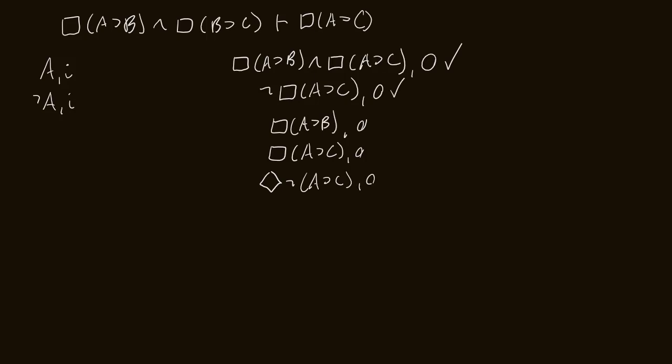Okay, we're done with that one. So now what we can do is do our rule of inference for diamond. We can introduce a new world to which 0 will relate, and then make not if A then C true in that world. So 0 is the only number that has appeared so far on this branch, so I'm going to just introduce the number 1.